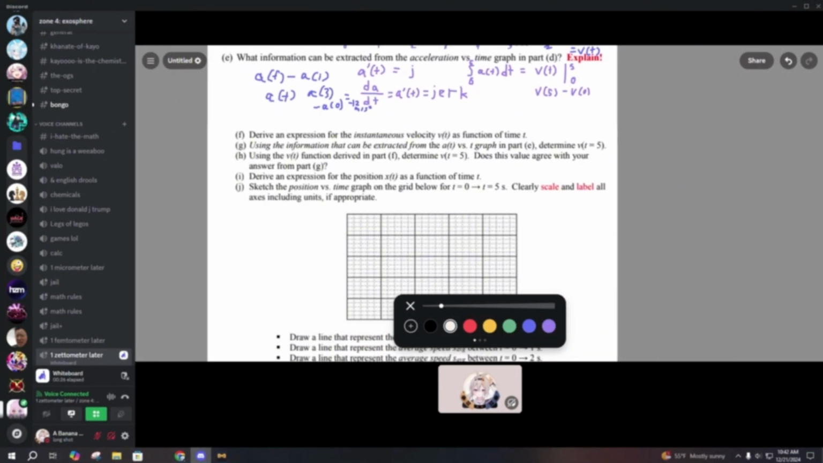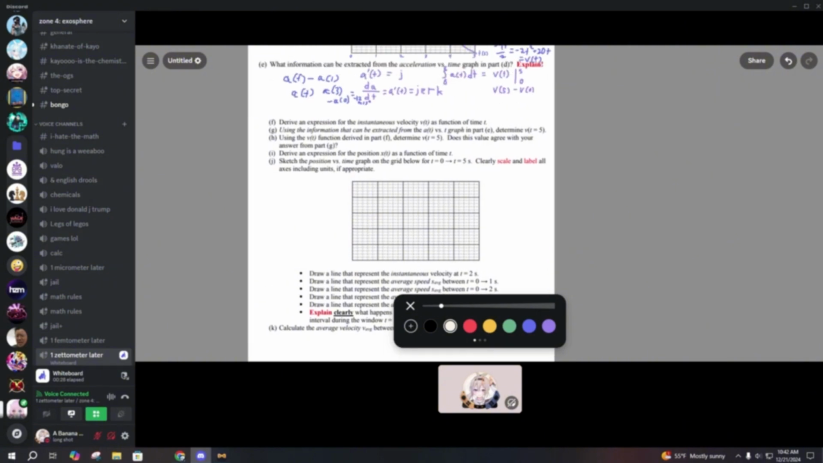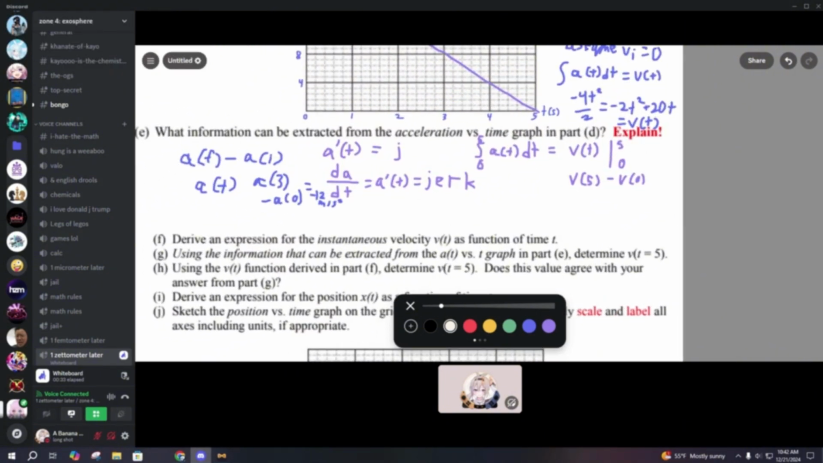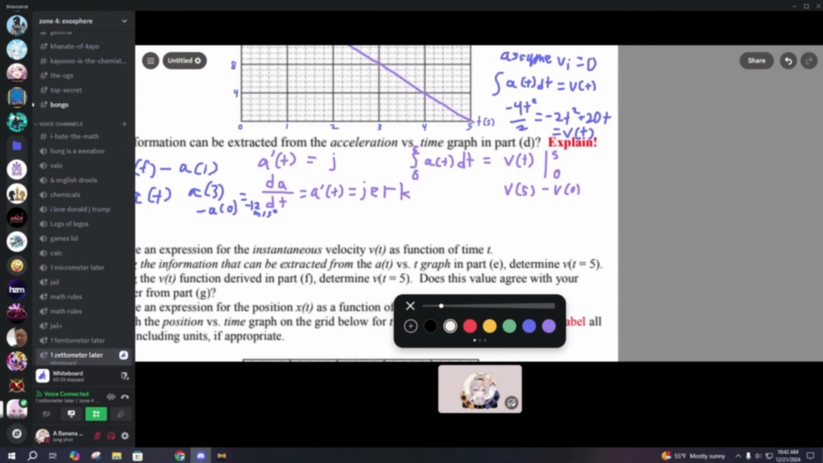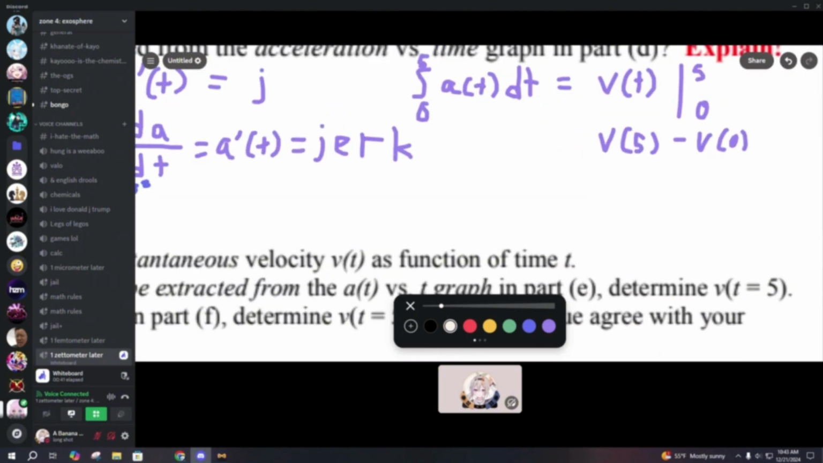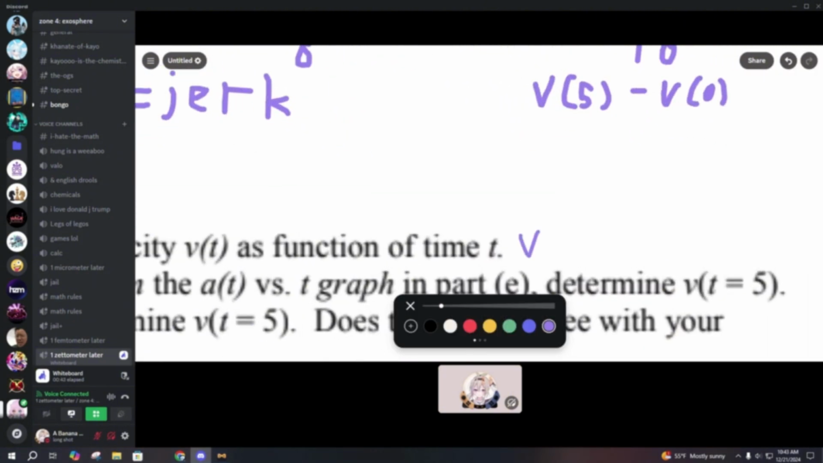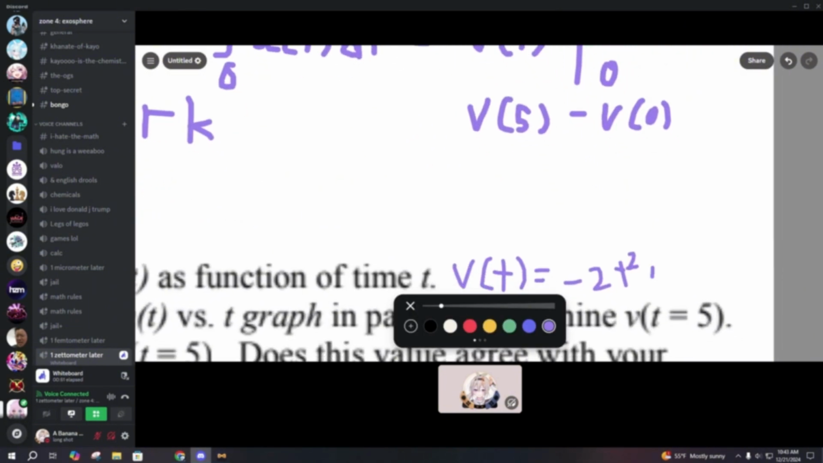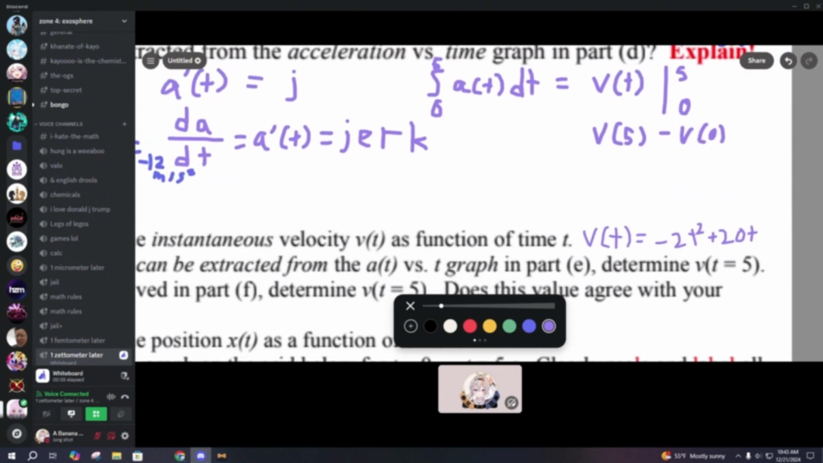And now part F, G, H, I, J, K, 2. Looks like you can call me the telepath because it wants an expression for the instantaneous velocity v of t as a function of time. Well, looks like I found it, assuming vi equals 0 because no other information is given. So I can just rewrite that down here. V of t is equal to negative 2t squared plus 20t. And this would be in meters per second.